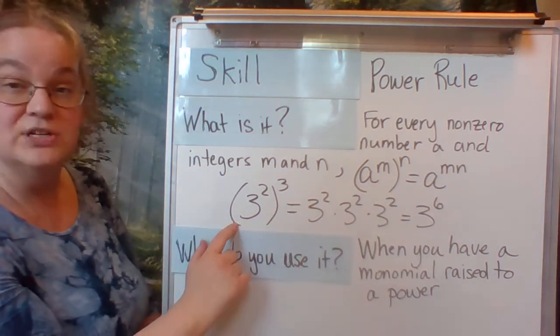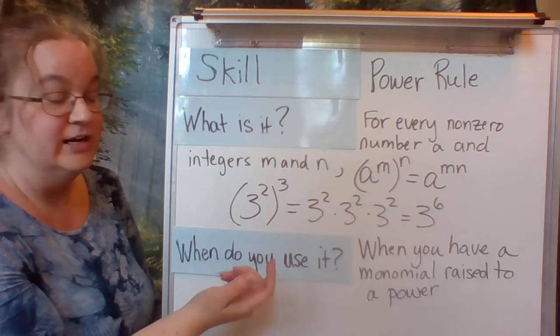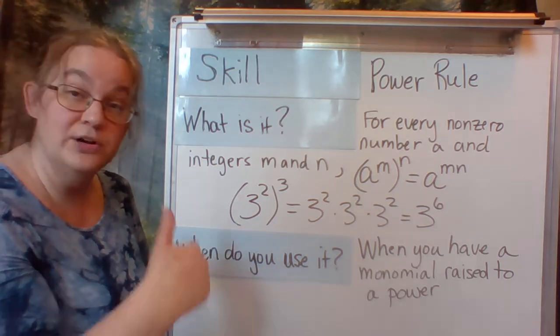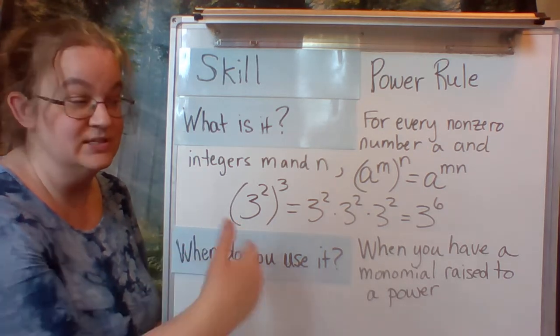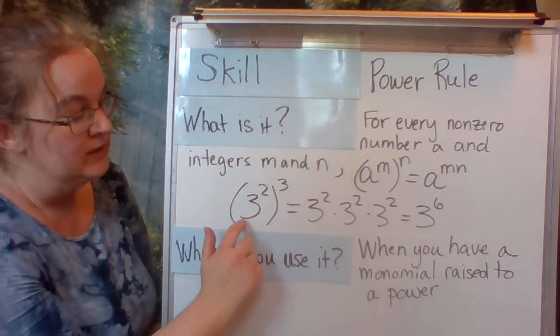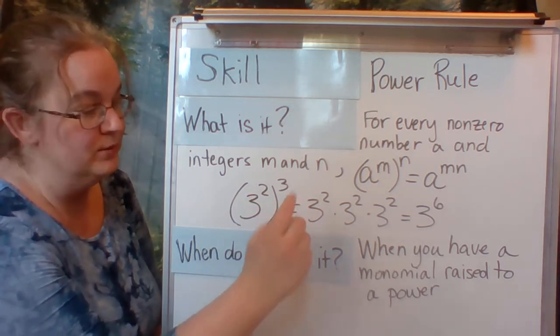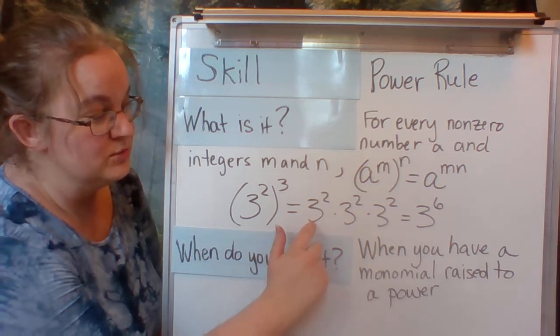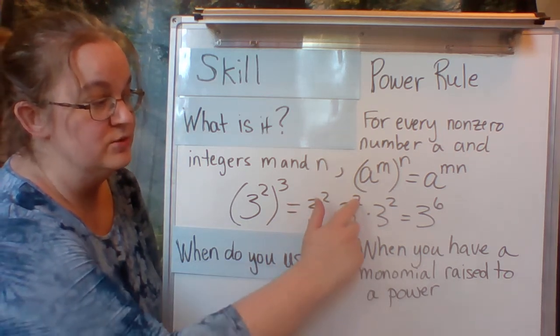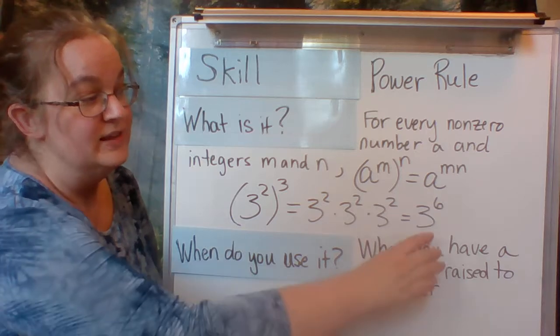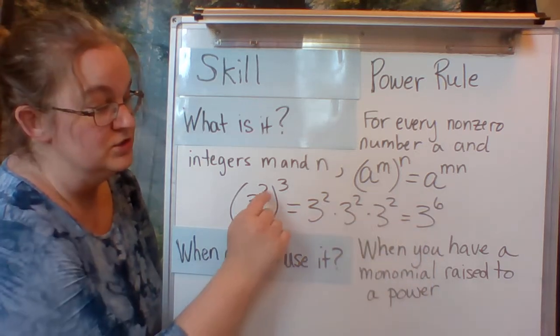Okay, so here's an example of why it works. And actually, we can use the product rule, which we learned last time, to see why it would actually work. So 3 squared and then to the third power. So that means 3 squared times 3 squared times 3 squared. And that would be 3 to the 6 because it's 2 times 3.